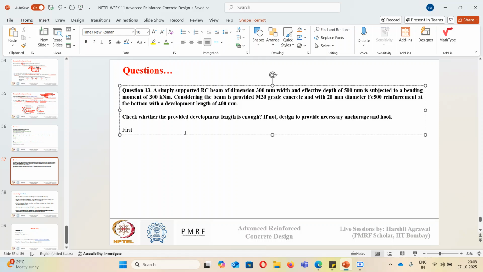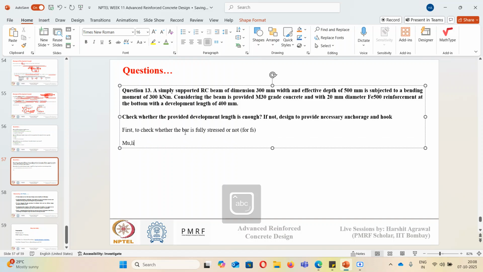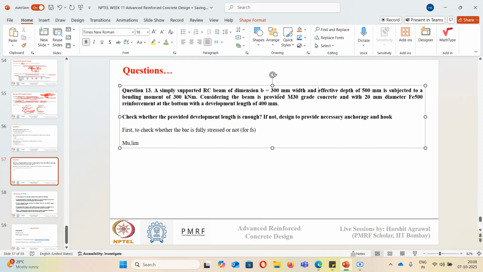So that's why the first step is to check whether the bar is fully stressed or not, for the Fs value. How can we check this? By calculating the limiting moment. We know the properties: b is equal to 300, we know the effective depth d, and we know the grade of concrete and the grade of steel. So Mu limiting we can calculate directly from the design charts.